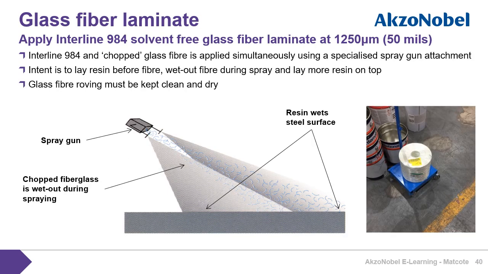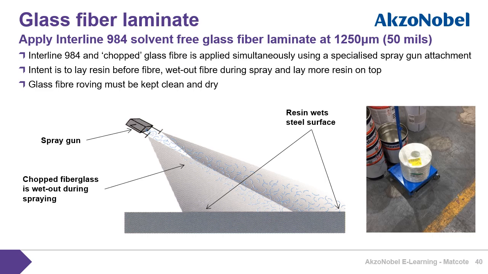I've mentioned the specialised spray gun attachment a few times, and this diagram is intended to show why this setup is required. So the dual tips allow the resin to wet out the substrate first, then the chopped fiberglass is also wet out during the spraying process, and finally some of the resin will be applied on top of the chopped fibre to ensure encapsulation.